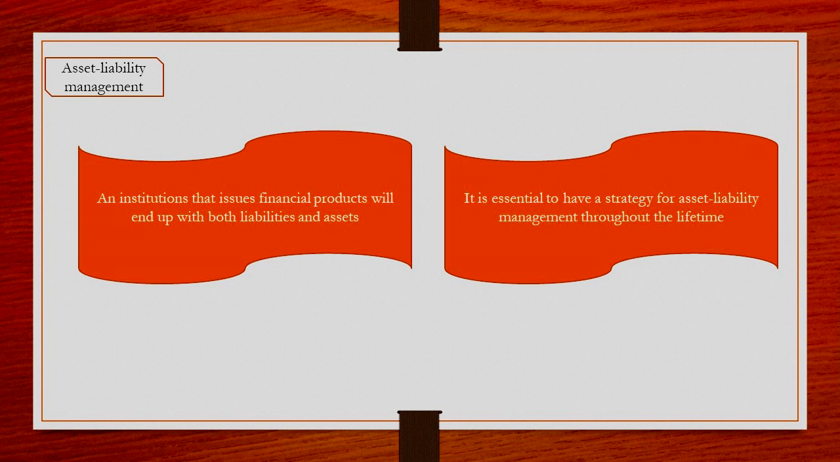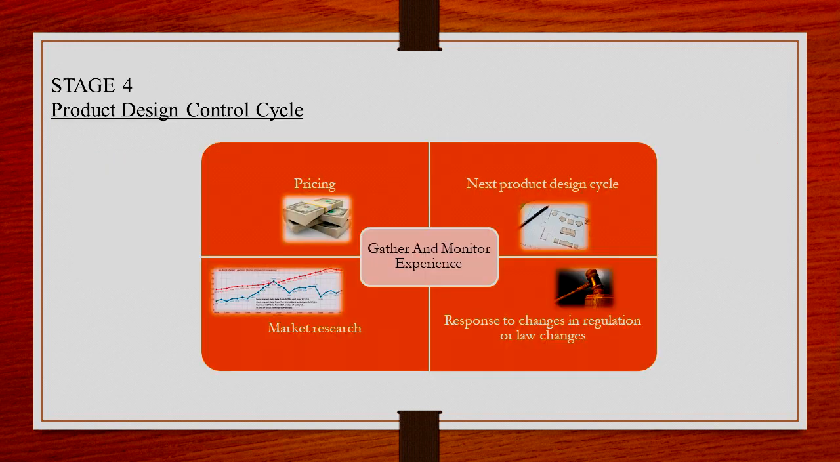For example, when a bank makes a loan, it must have a financing strategy that provides an acceptable level of certainty about continuous access to funds at a cost that is less than the interest rate it can charge on the loan. Stage 4, which is the final stage of the product design control cycle, is to gather and monitor experience. We can divide this stage into 4 categories, which are pricing, next product design control cycle, market research, and response to changes in regulation or law changes.